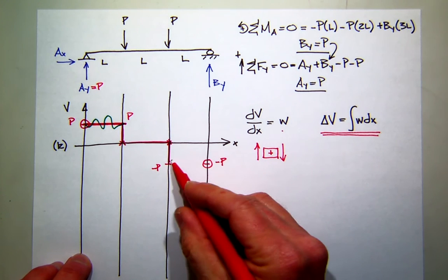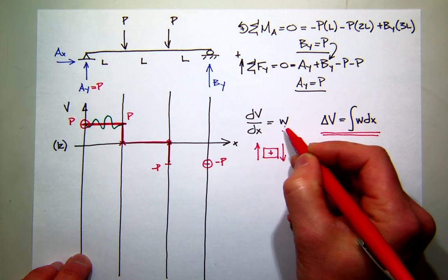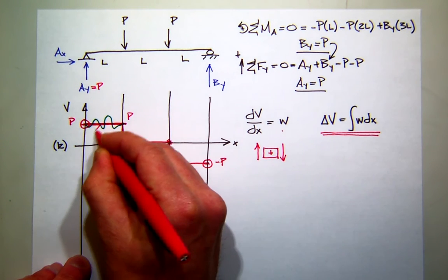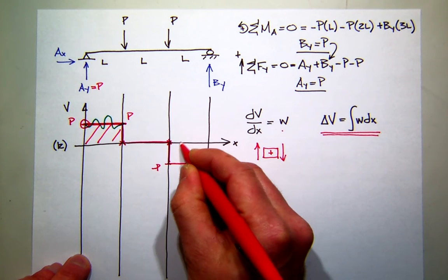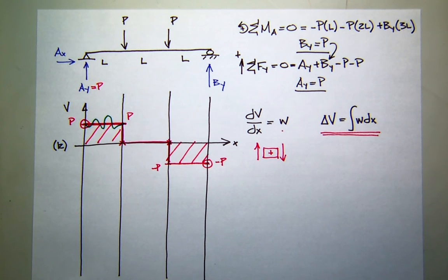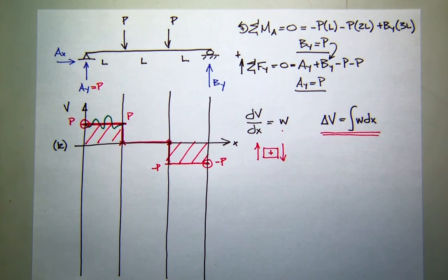Now what's the shape of the curve here? According to this, the slope of that curve is equal to the load. The load is 0. It's horizontal. So I'll just do this so that you can see the area. There's my shear diagram. Now look how much work I did to get that. I didn't have to write 3 sets of equations and then plot them.